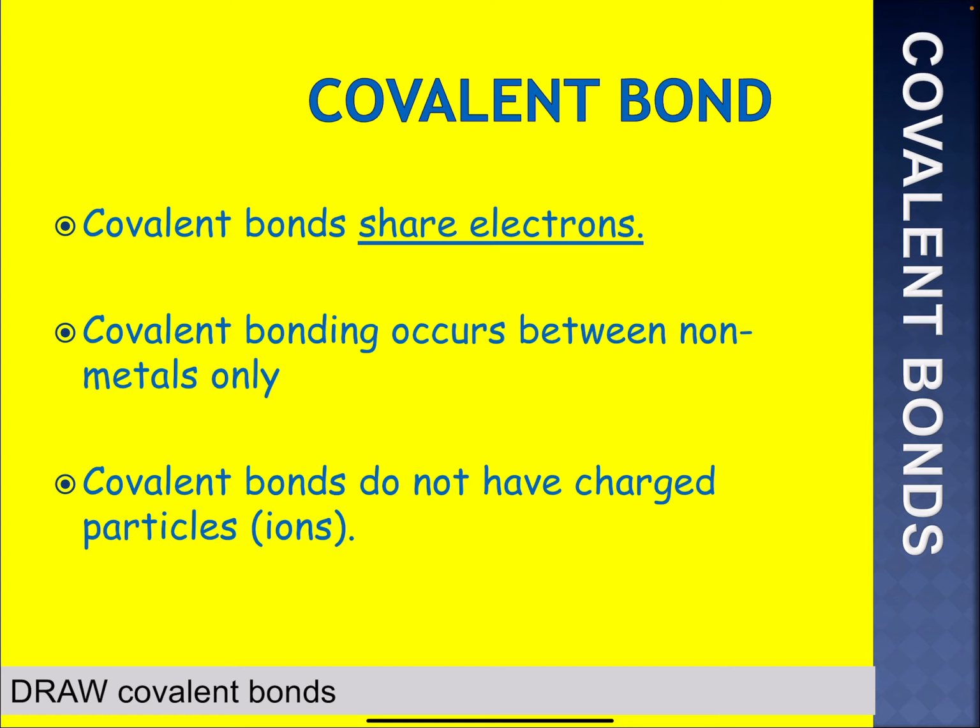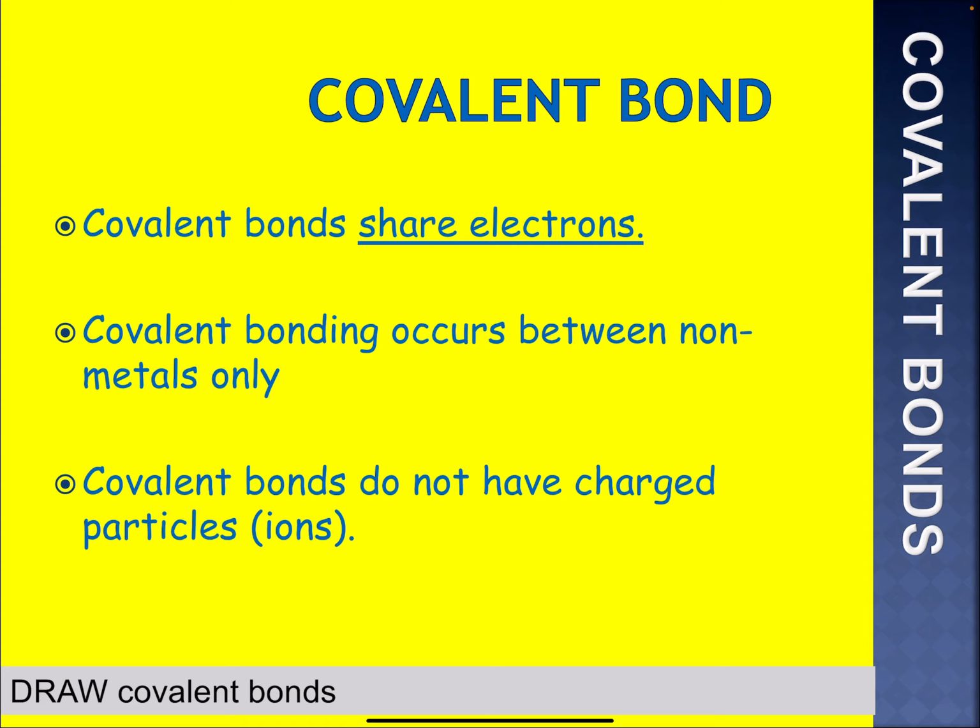Covalent bonds share electrons. So there's no ionic bond where metals donate, non-metals accept. That doesn't happen here. Covalent bonds are where electrons are being shared. Covalent bonding occurs between non-metals only.